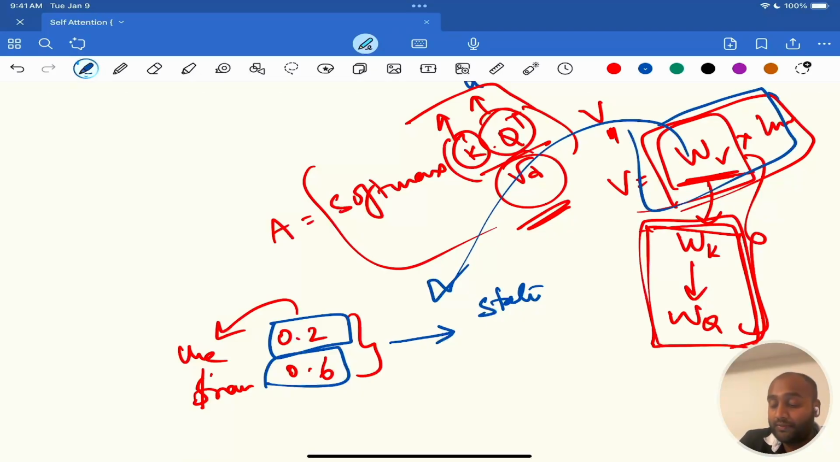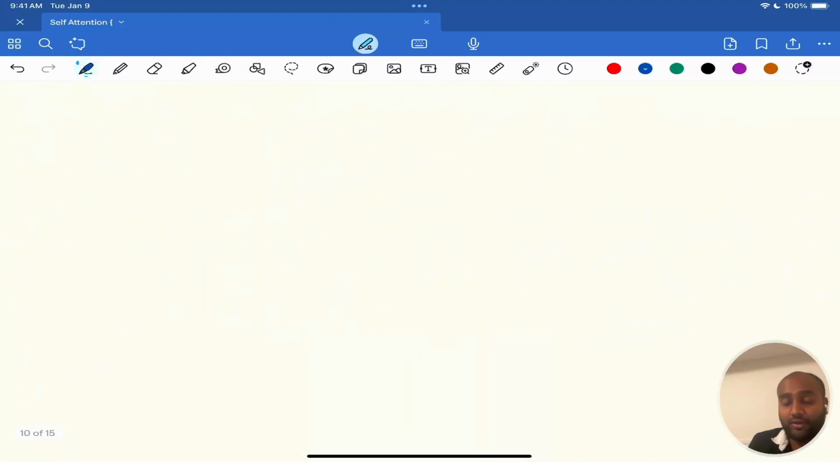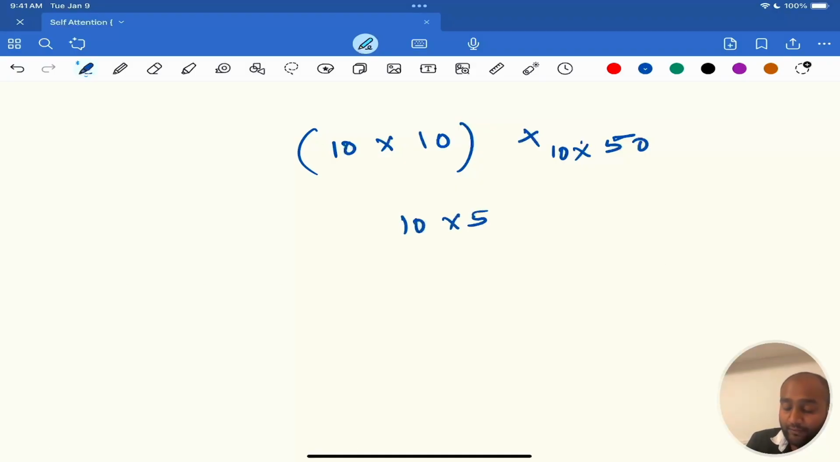What is this value? This is an enriched input representation. Now, what do you get? Attention is always a square matrix. So if you have 10 tokens, the attention matrix would be 10 by 10, right? If you multiply that with the value matrix, which, let's say, operates on the full space of 50 dimensions, you will get 10 by 50.